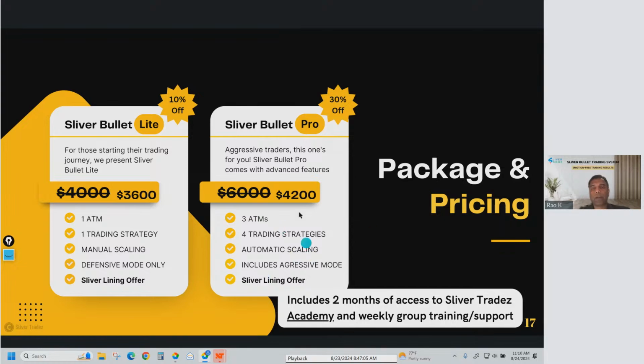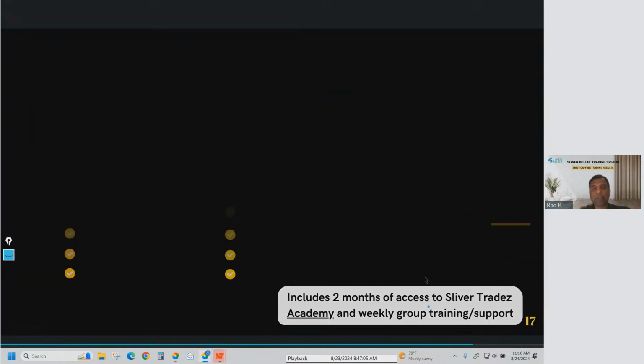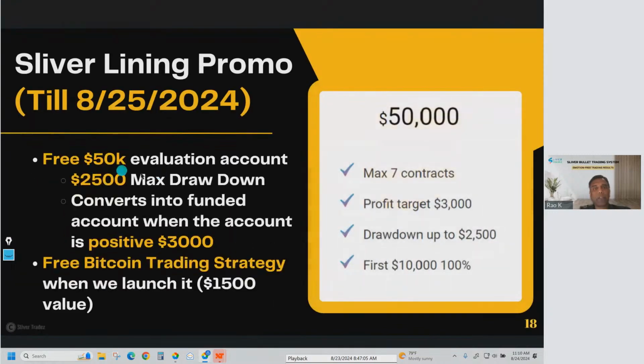If you take this, you get some additional freebies, which we call the Sliver Lining offer. Our company name is Sliver Trade, so we use Sliver, and instead of Silver Lining, we call it Sliver Lining, just to play with the word. And you get access to Sliver Trades Academy for 3 months, and some other things which I'll cover in the next slide. We give you a free 50K evaluation account.